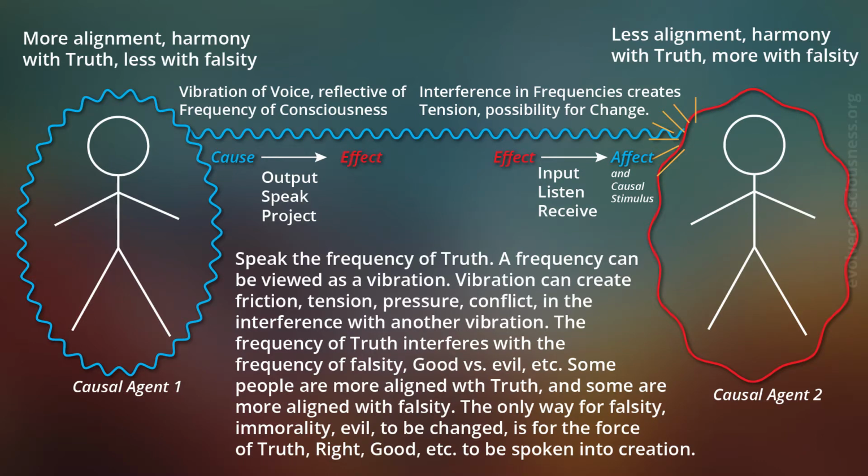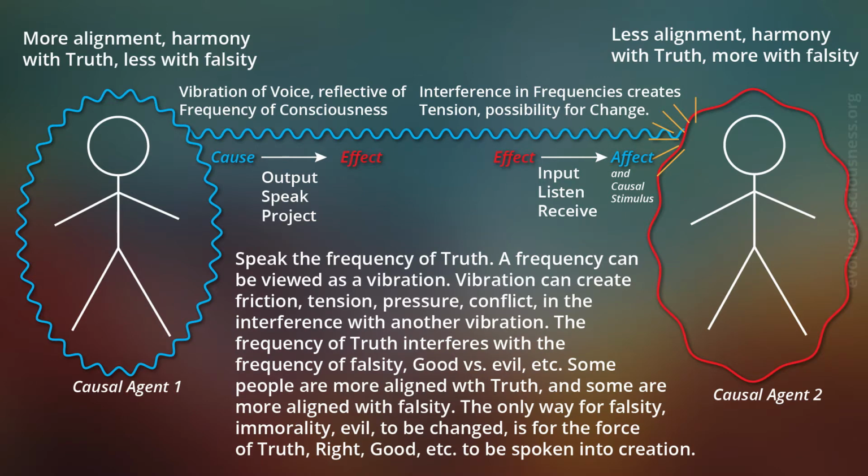So the frequency of truth interferes with the frequency of falsity, good versus evil, etc. Some people are more aligned with truth and some are more aligned with falsity. The only way for falsity, immorality, evil to be changed is for the force of truth, right, good, etc. to be spoken into creation.